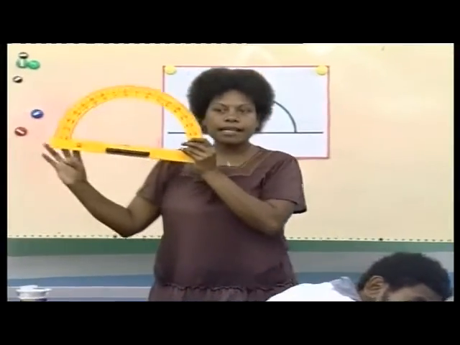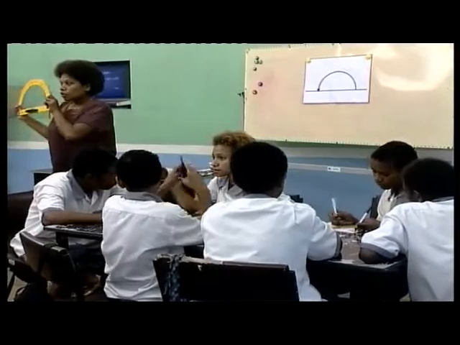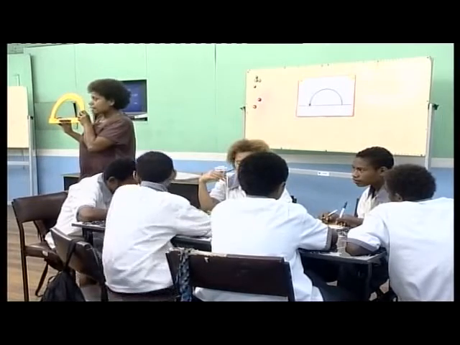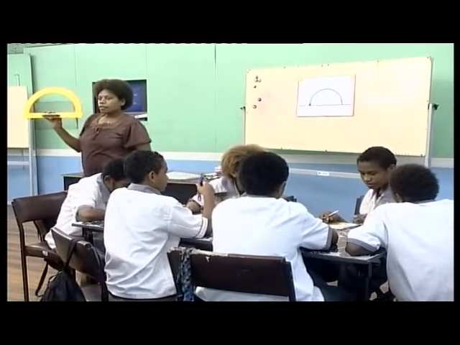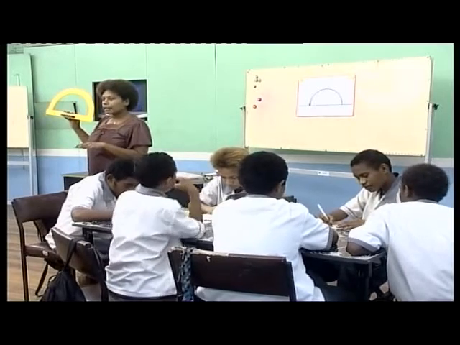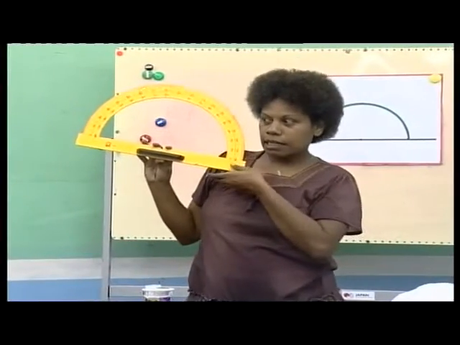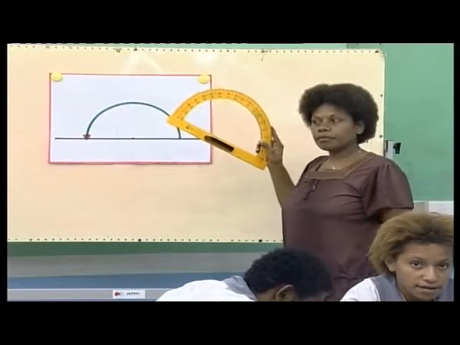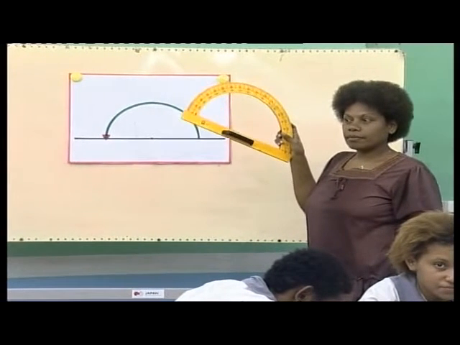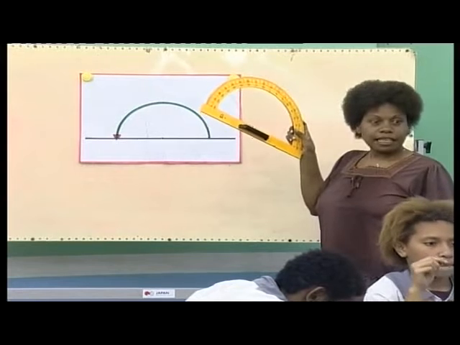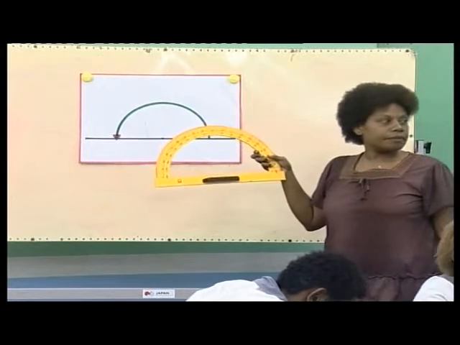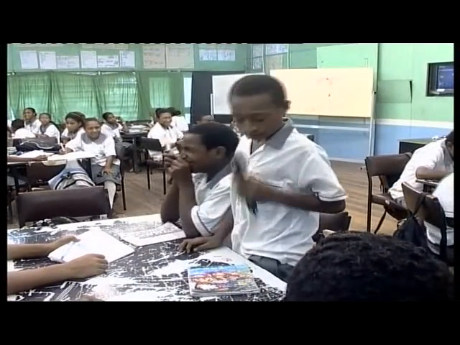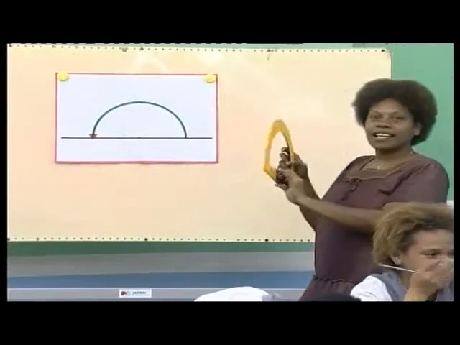Remember, when you want to measure the size of an angle, you use a protractor, but you have to follow steps, all right? In order for you to measure accurately and correctly, what is the first step that we do? Okay, Fred? Put the protractor at the straight angle. Thank you, Fred. Okay.